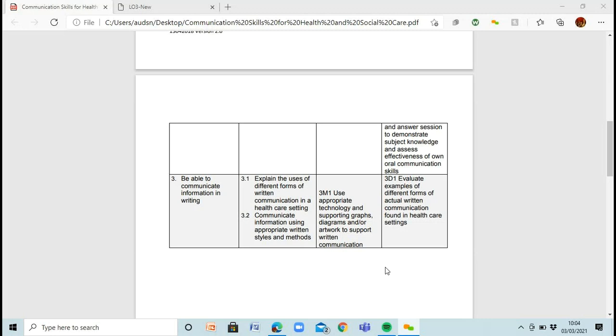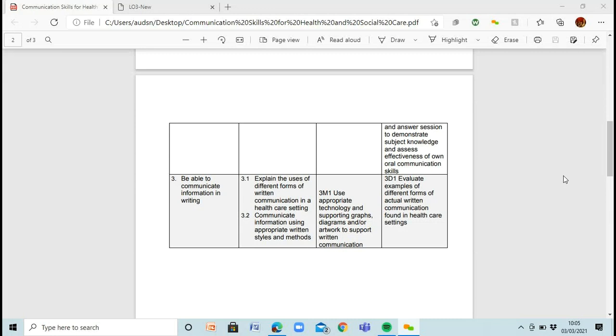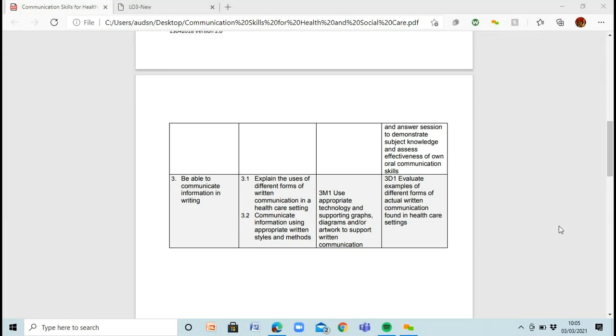Are you able to see my screen clearly? Is everything okay in that respect? Pardon? Right. Yes, you can see it.